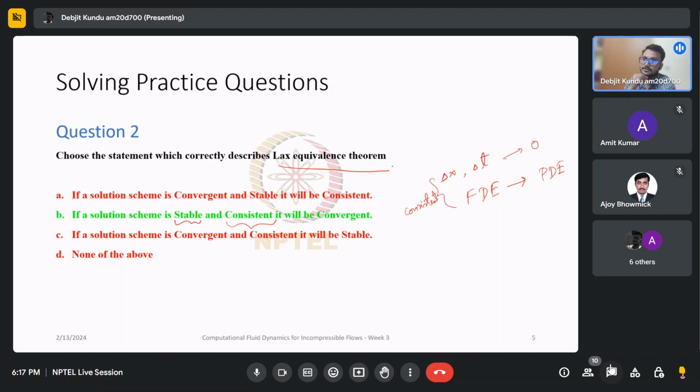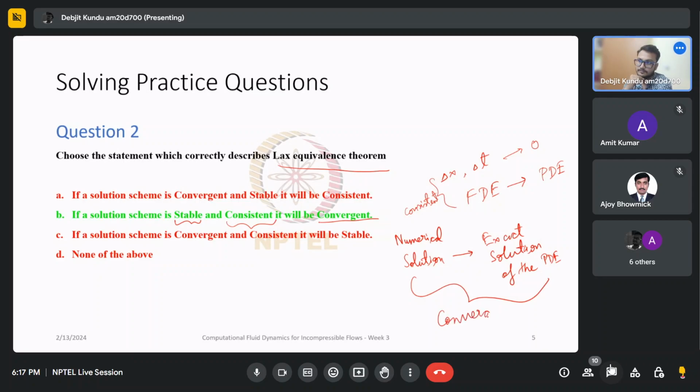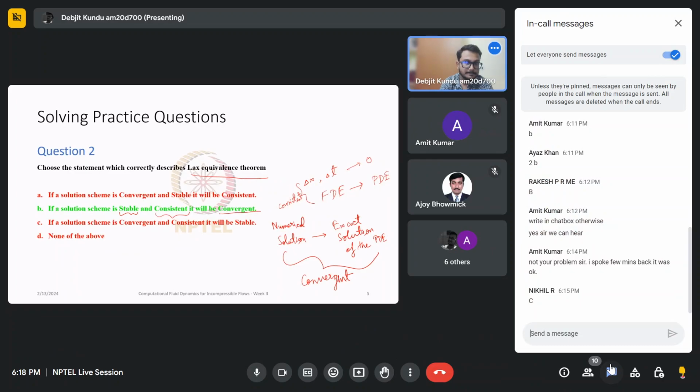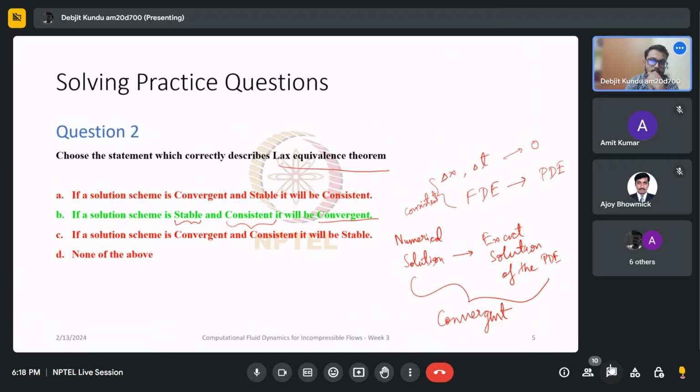So Lax's equivalence theorem says if it's both stable and consistent, then it has to be convergent as well. Convergent meaning the numerical solution approaches the exact solution of the PDE. This is the meaning of convergent. So this is simply what Lax's equivalence theorem states. So I hope there are no doubts regarding this. If you have anything, please let me know. Yeah, shall we move along?